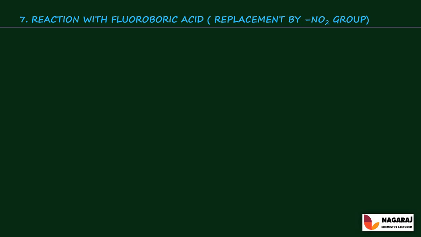And the next reaction, reaction with fluoroboric acid. That is replacement by the NO2 group. In the previous reaction, the reaction of benzene diazonium salts with fluoroboric acid, there is a replacement by fluoride ion. In this reaction, let us see how the NO2 group replaces the diazonium group. C6H5N2+Cl- reacts with HBF4, fluoroboric acid, so it gives C6H5N2+BF4-.